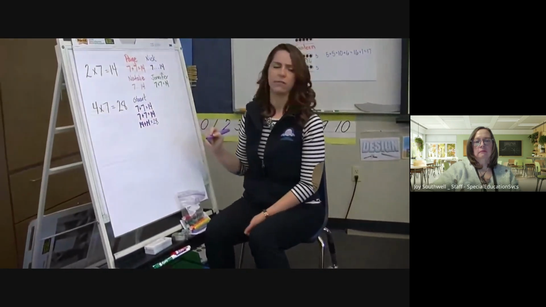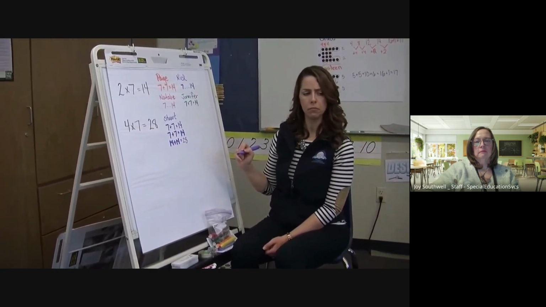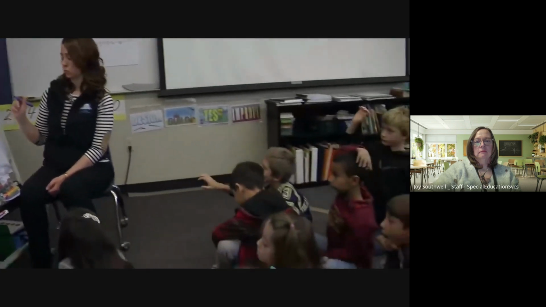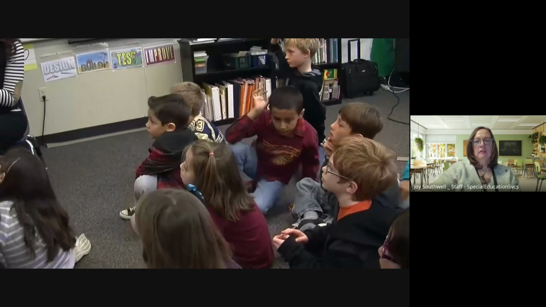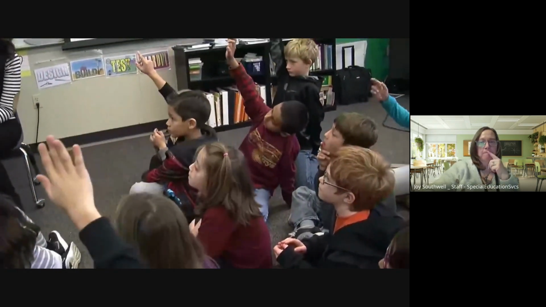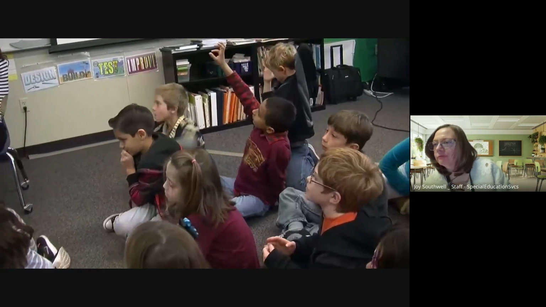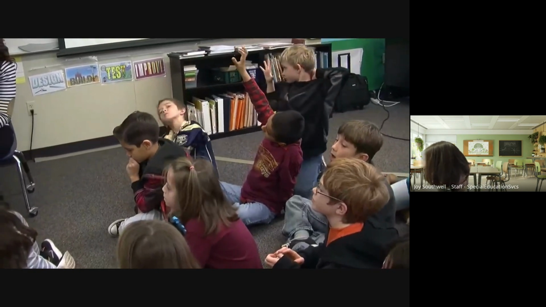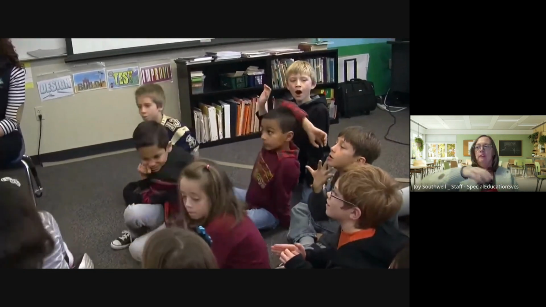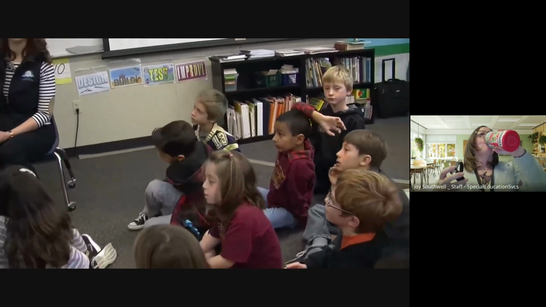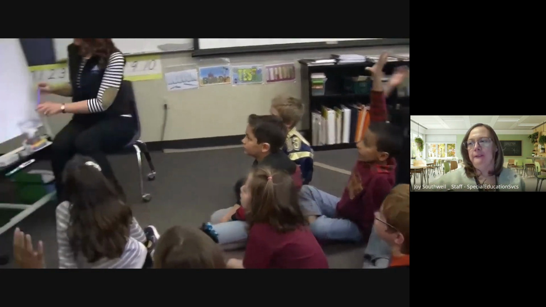Why did you add those 7s? Because I couldn't count by 7s 4 times, so I could count by 2. I can add 2 7s. Why did you add 4 7s? Because there's 4 right there, so 4 times 7 means 4 7s. Good job, Stuart. Thank you.